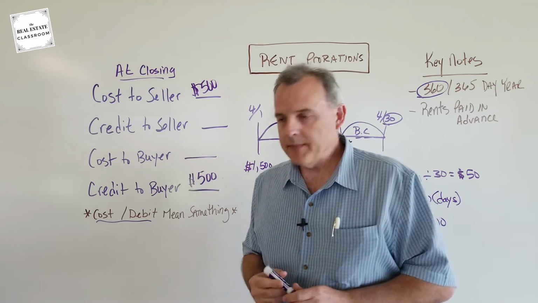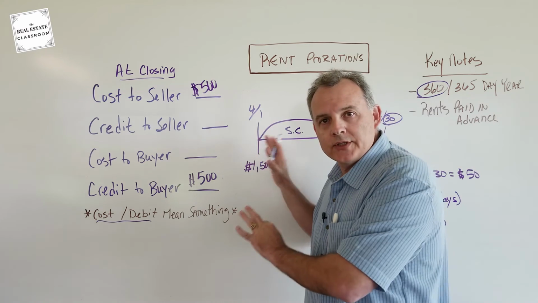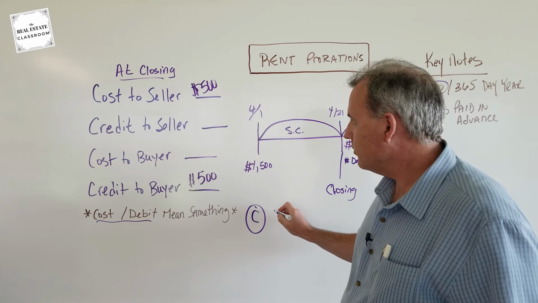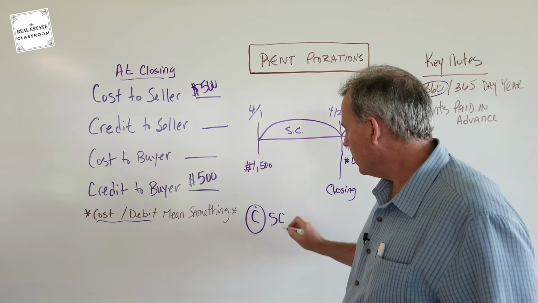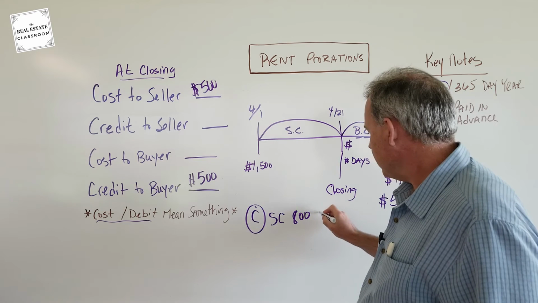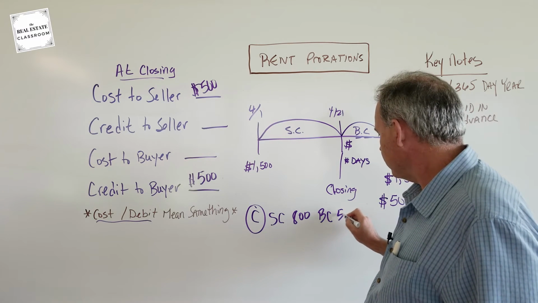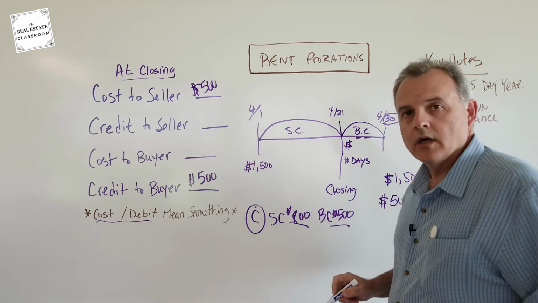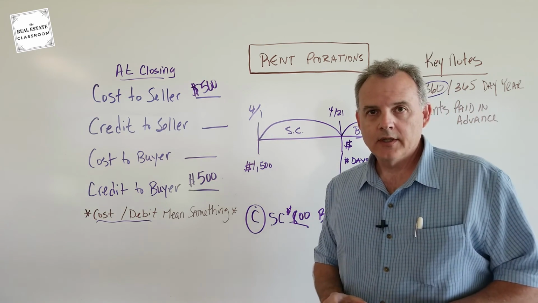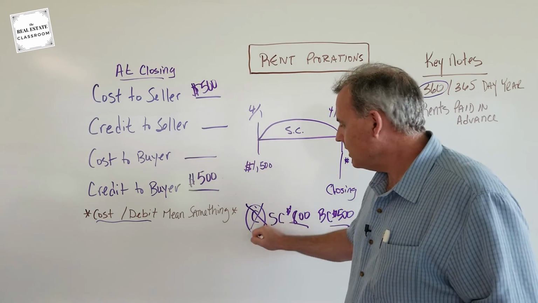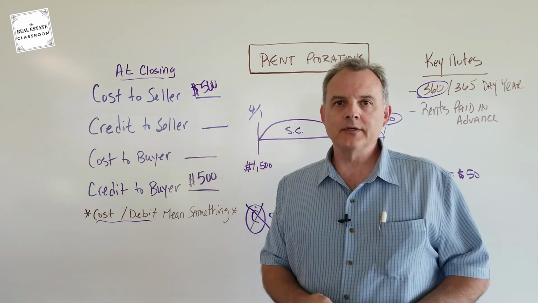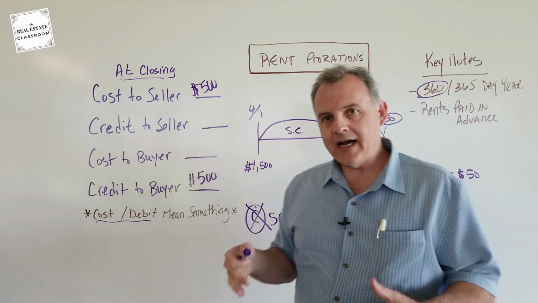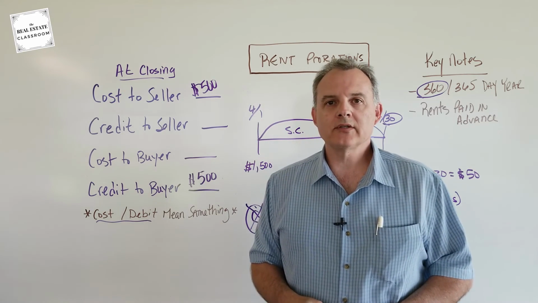Here's one other tip to remember. Let's say one of the options to this test question was C. And C said that it was a seller cost of $800 and a buyer credit of $500. Notice that the two figures here are different. That should automatically tell you that C is not an option for the correct answer. They have to at least be the same numeric value. So that's just another one of those little testing tips for you.